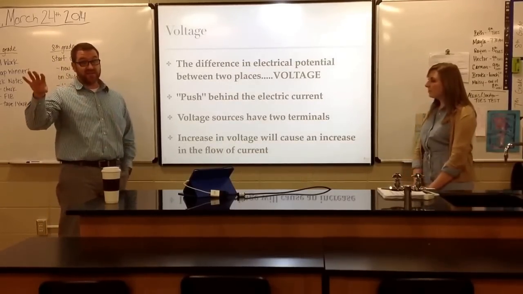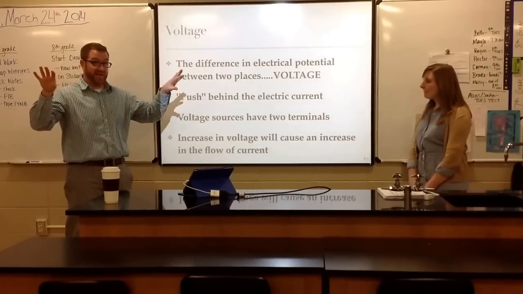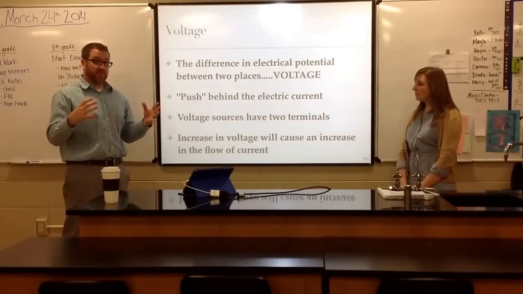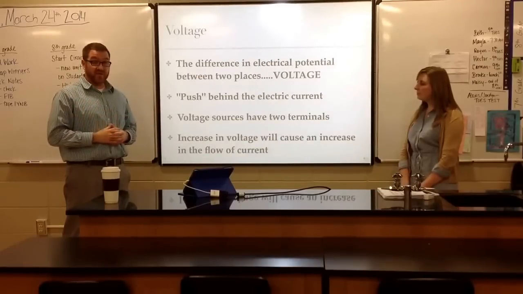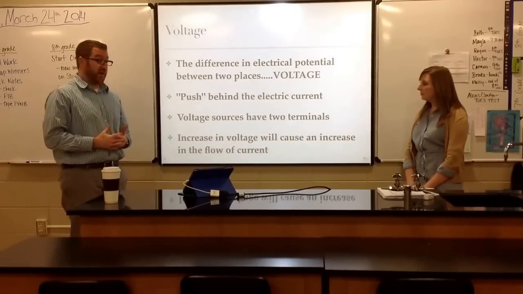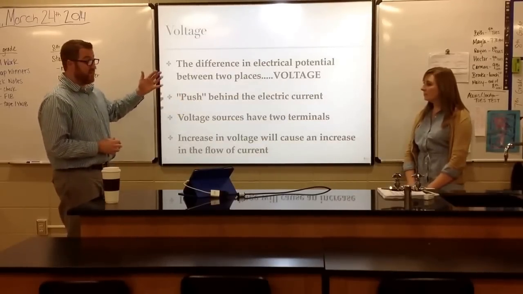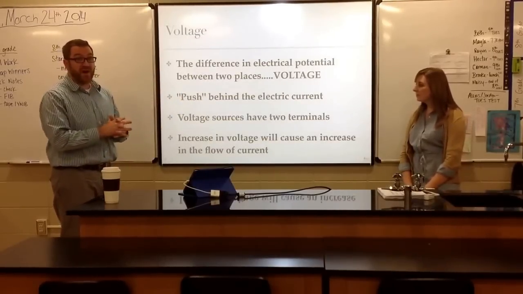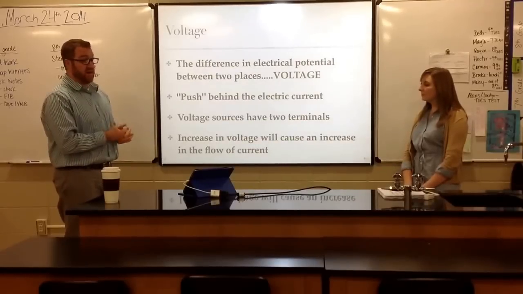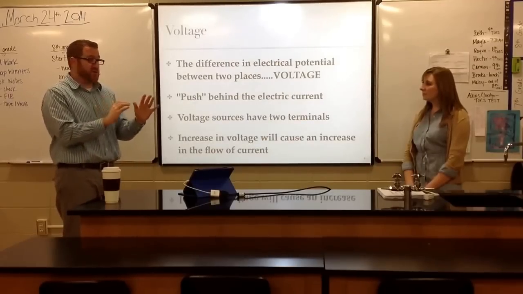Right? Having a lot of electrons at one end of the circuit and not a lot at the other, that's going to create a big difference in potential, and therefore those electrons are going to want to move a lot faster. I like to liken the voltage to the push behind the electric current. All right, a great example would be your best buddy pushing you from behind.